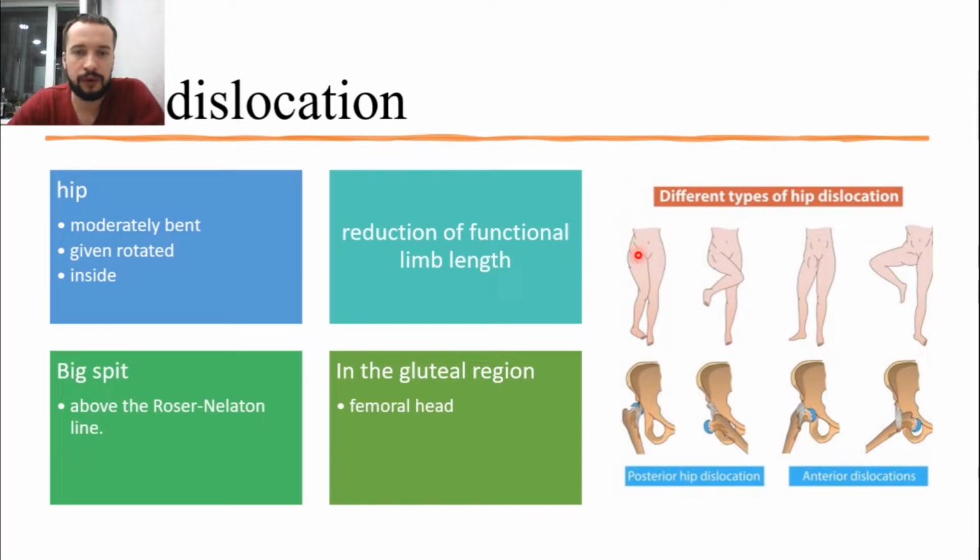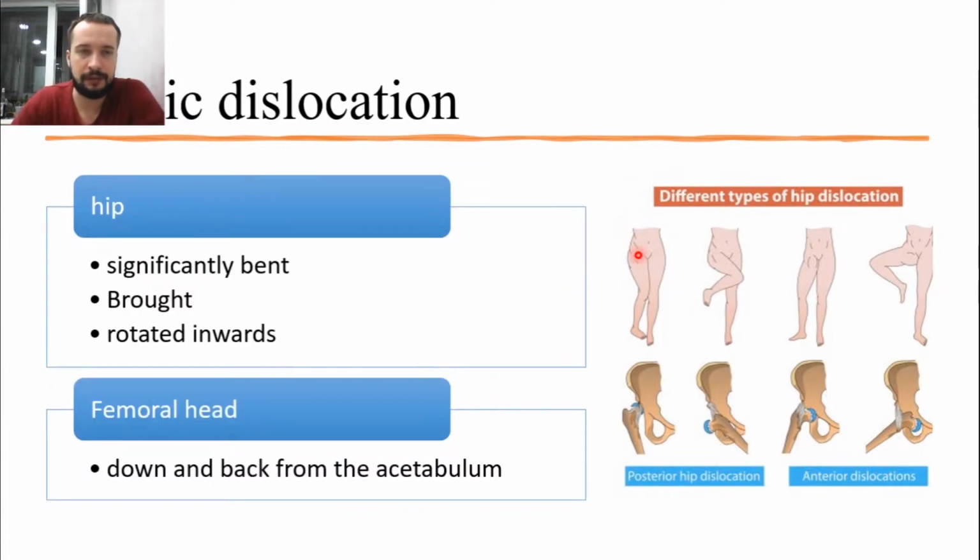We will go forward to the next type, sciatic dislocation. When we talk about sciatic dislocation, the hip is significantly bent, adducted, and somewhat rotated inward. The head of the femur is displaced down and posteriorly from the acetabulum.